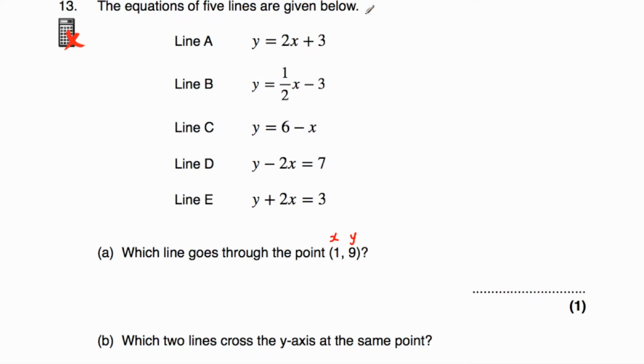So let's do that. The first one I've got y equals 2 times x, so 2 times 1 is 2, plus 3, so you'd end up with 2 plus 3, which is y equals 5. Well that's not 9, so it's not going to be line A.